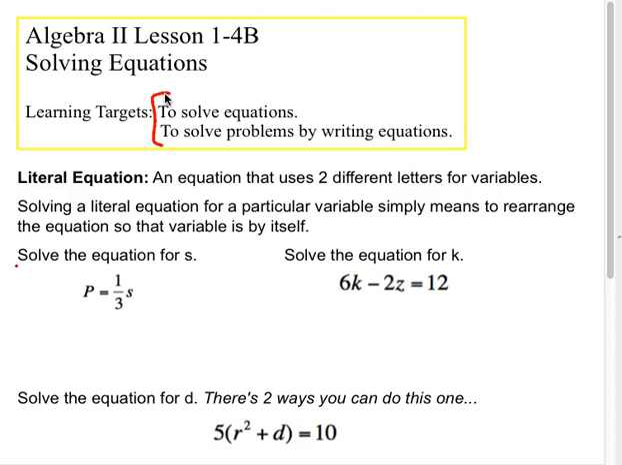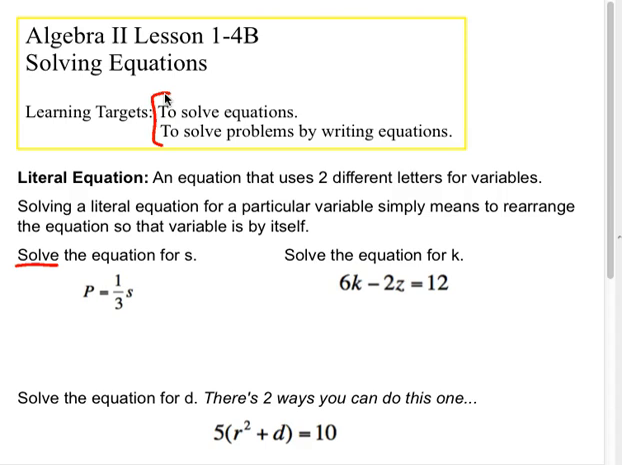So let's talk about this first one. Solve the equation for S. Right now it's P equals 1/3 times S. To solve it for S, basically it wants me to get S by itself. Rewrite the equation to isolate S. So it's basically S equals something. Now, P equals 1/3 S.